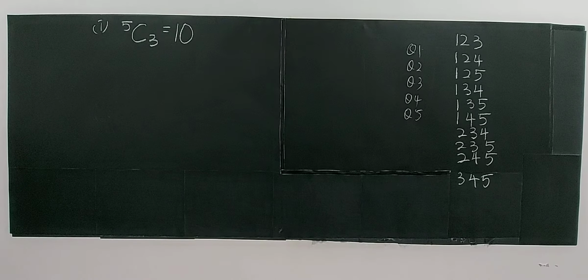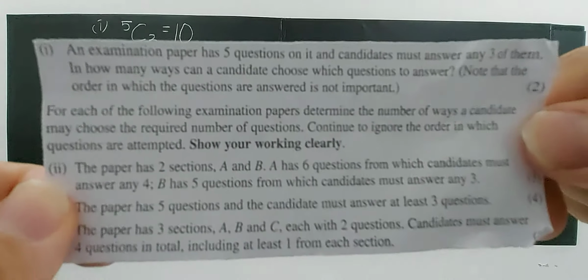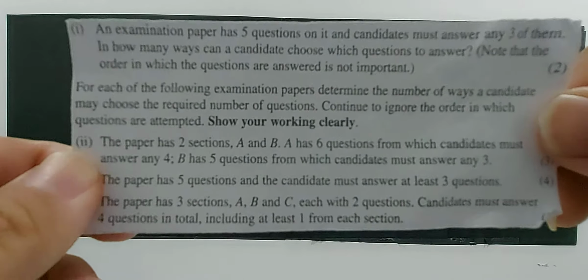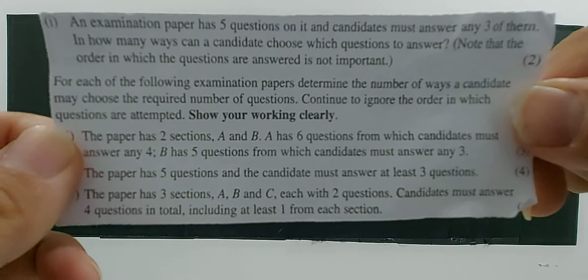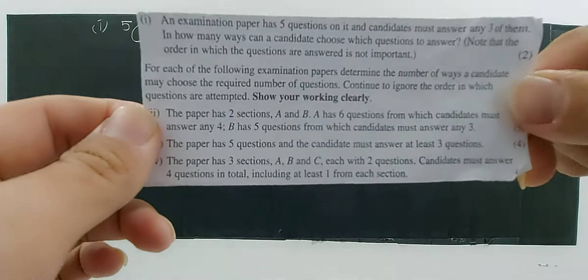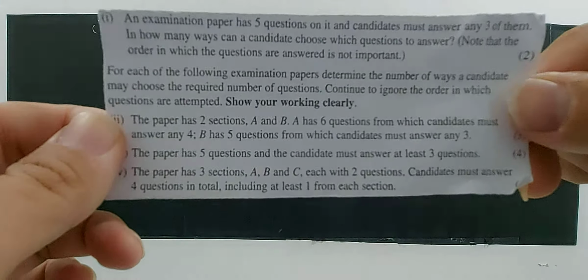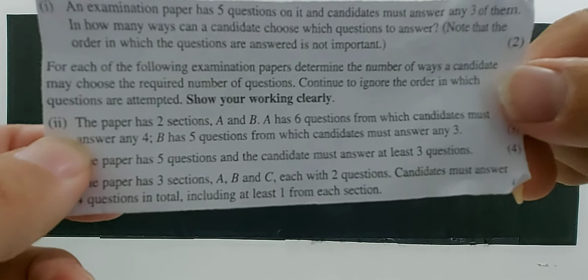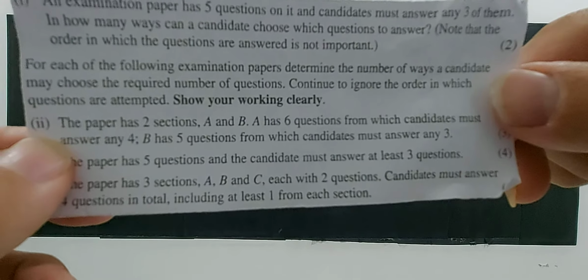Alright, let's look at the second part. For each of the following examination papers, determine the number of ways a candidate may choose the required number of questions. We continue to ignore the order in which questions are attempted. So there is a condition here: the paper has 2 sections, A and B.